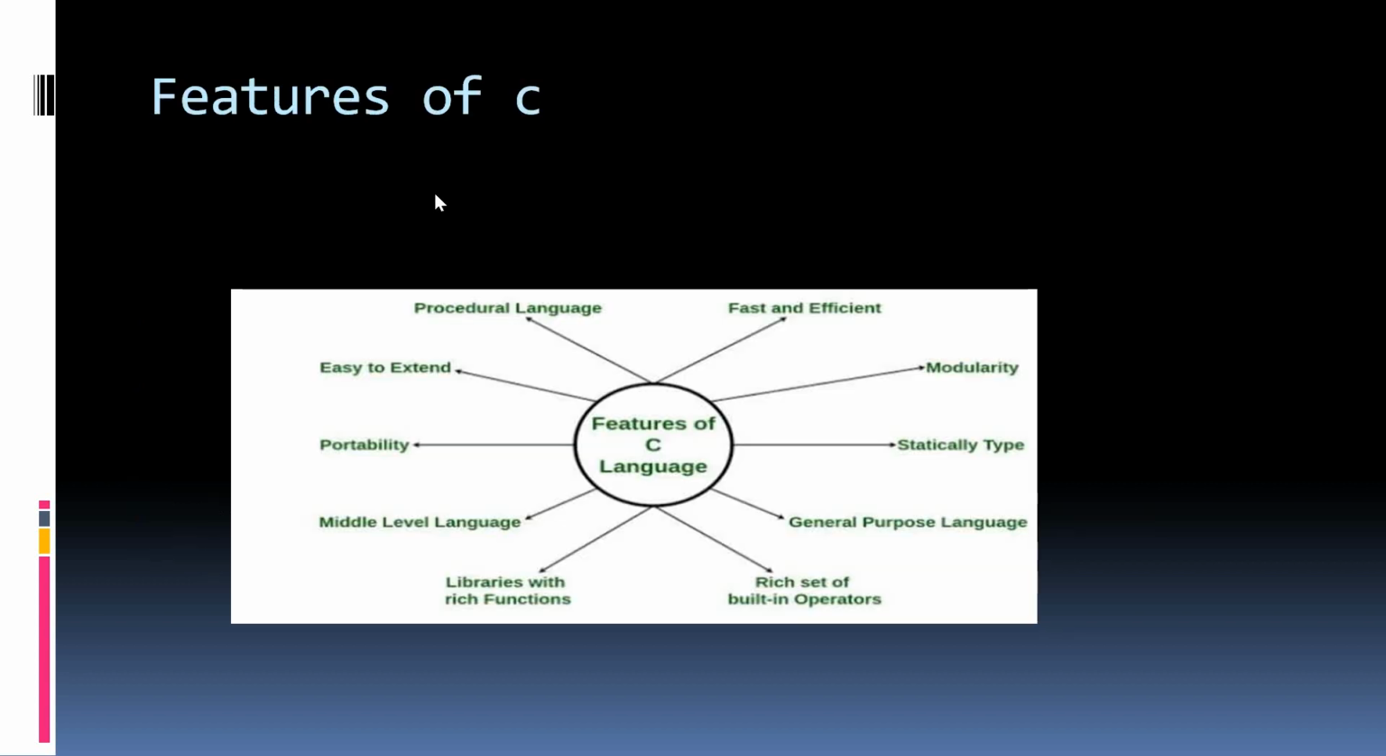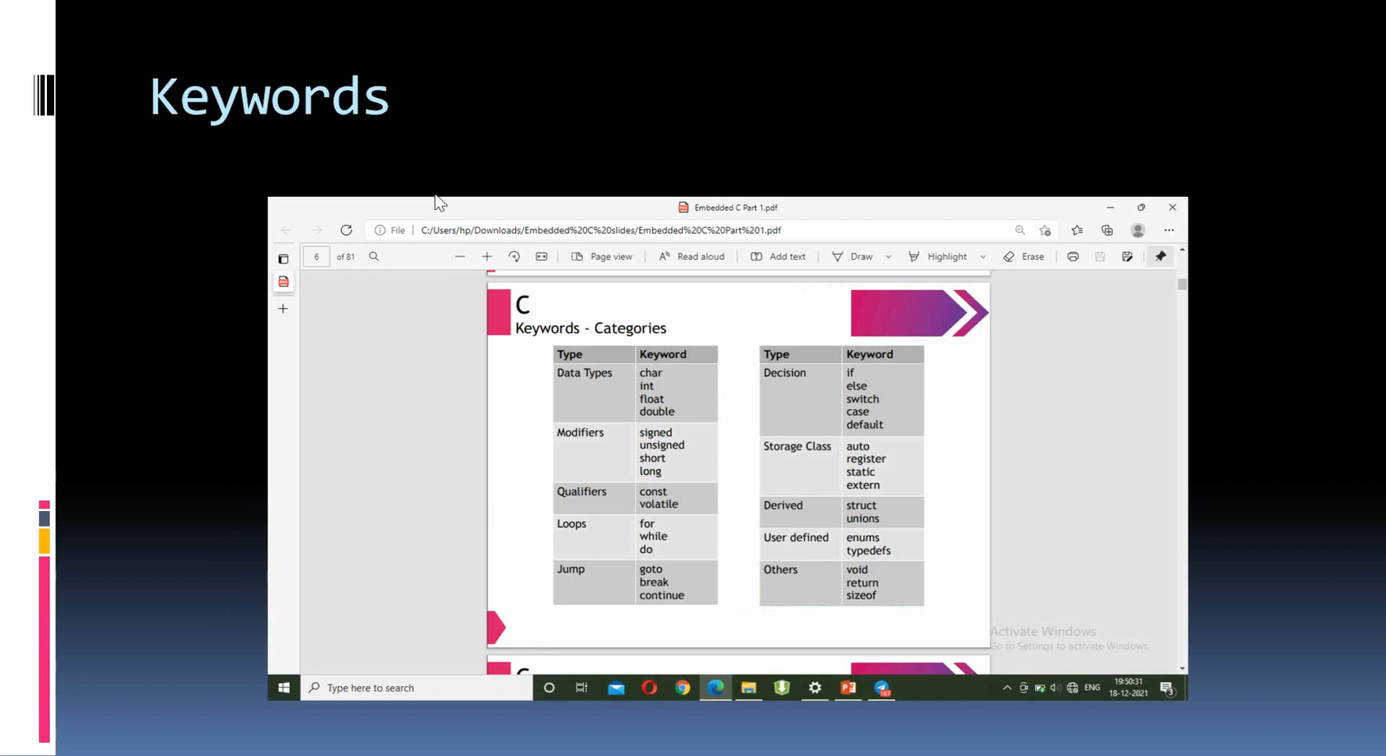There are some features of C which is easy to extend, portable, level language, rich set of built-in operators, and many more. There are keywords in C language. There are basically 32 keywords in C language, in which the first type is data type, then modifier, qualifier, loops, jump, decision, storage class, derived, user defined, others. These are types, and the keywords are char, int, float, double, sign, many more.